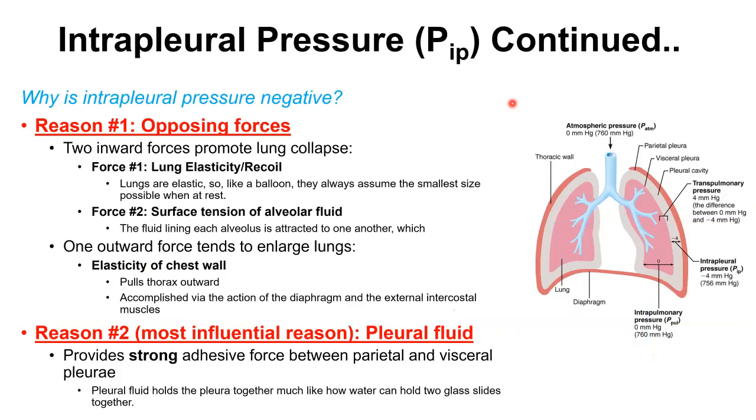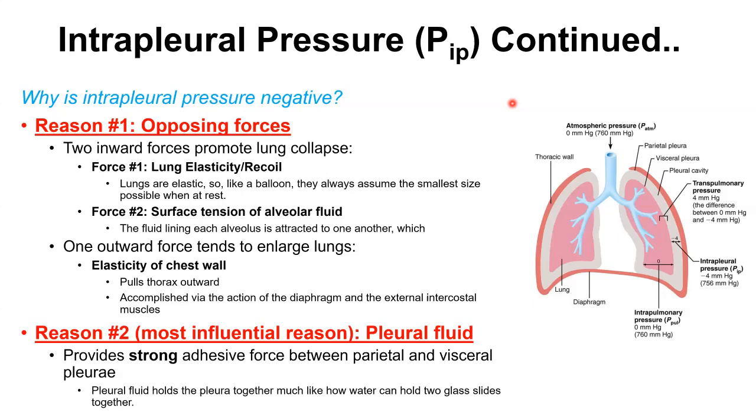So I want to sort of take a second to discuss why intrapleural pressure is negative. Because this concept might seem kind of a little bit confusing or not super understandable. So why is intrapleural pressure negative? There's a couple of different reasons. So the first reason is that there are opposing forces that are kind of tugging on the lungs. And so the lungs are kind of, in a sense, wanting to recoil or wanting to collapse, but also being pulled back out.